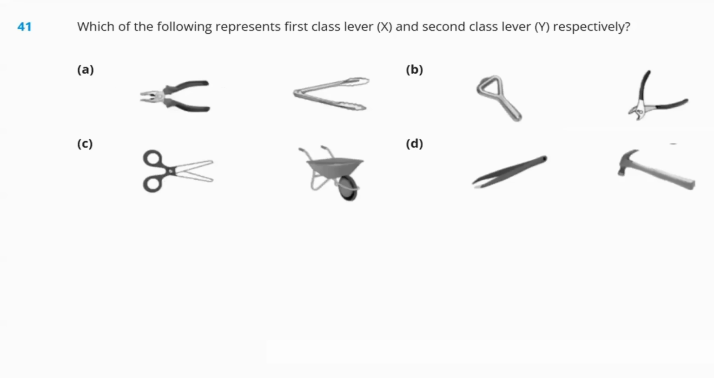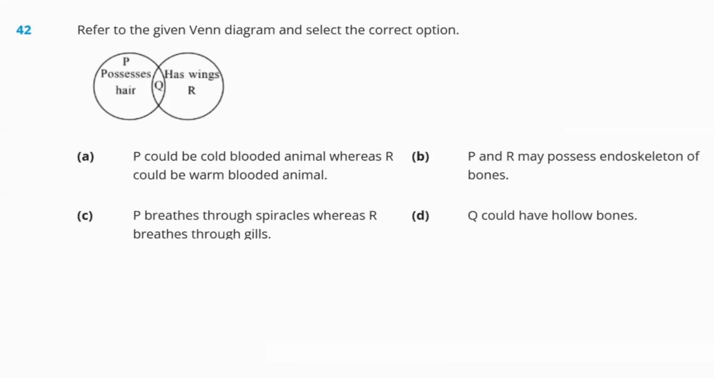Question number 41. Which of the following represents the first class lever X and the second class lever Y? Simple one here. 42, refer to the given Venn diagram and select the correct option. So here P is having hair, Q is having hair plus wings, and R is wings only, right?